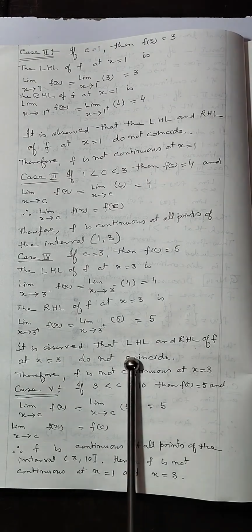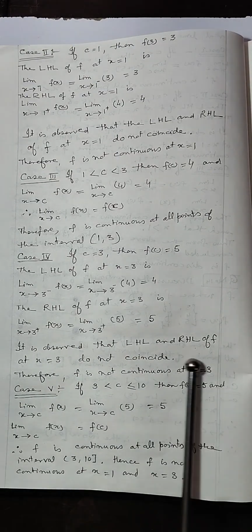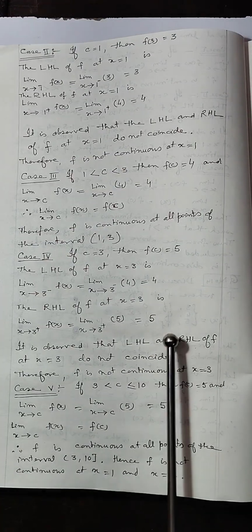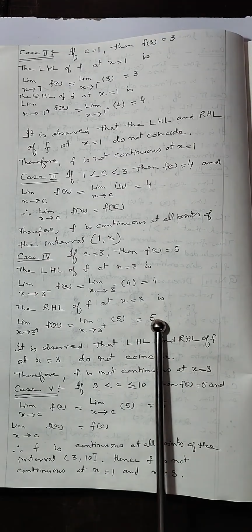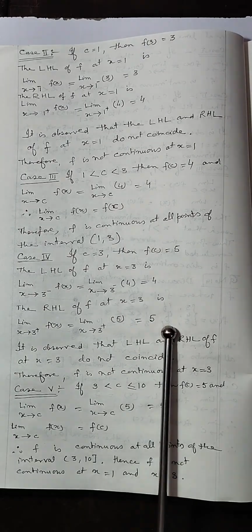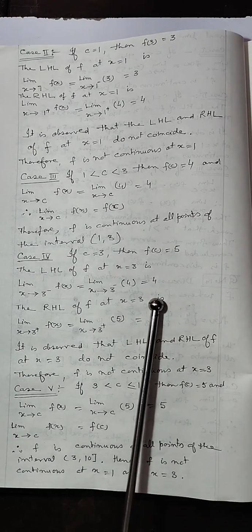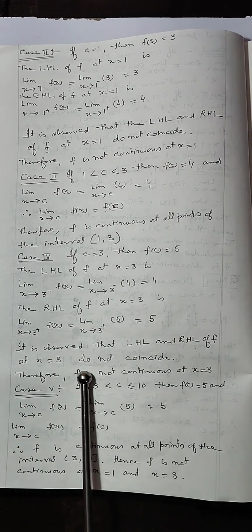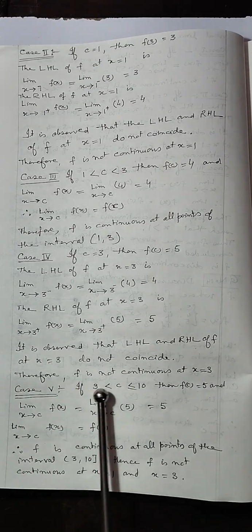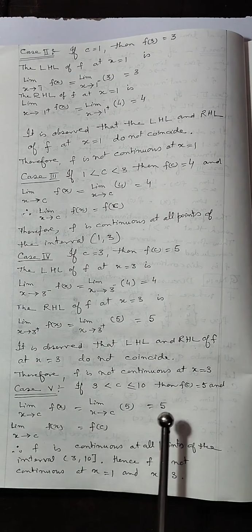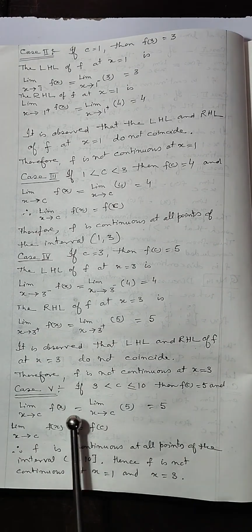It is observed that the left hand limit and the right hand limit of the function at x is equal to 3 do not coincide, क्योंकि एक का 4 आया एक का 5 आया, फंक्शन ही चेंज हो जाता है। देखिए, do not coincide, therefore the function is not continuous at x is equal to 3. Now come to the case number 5.